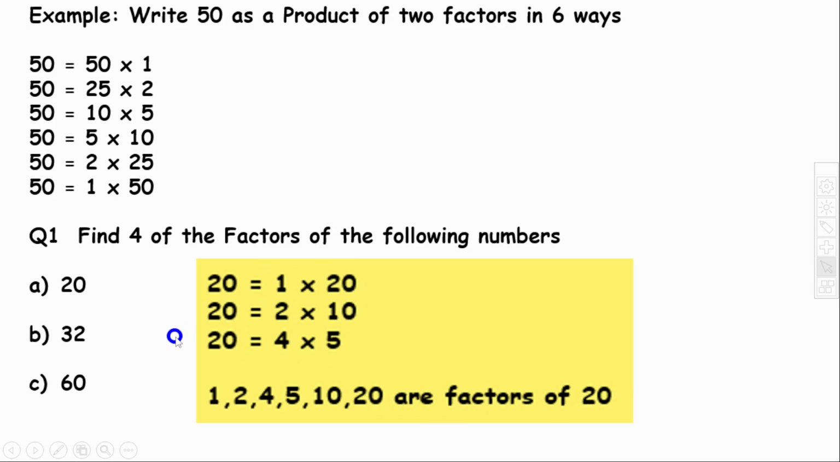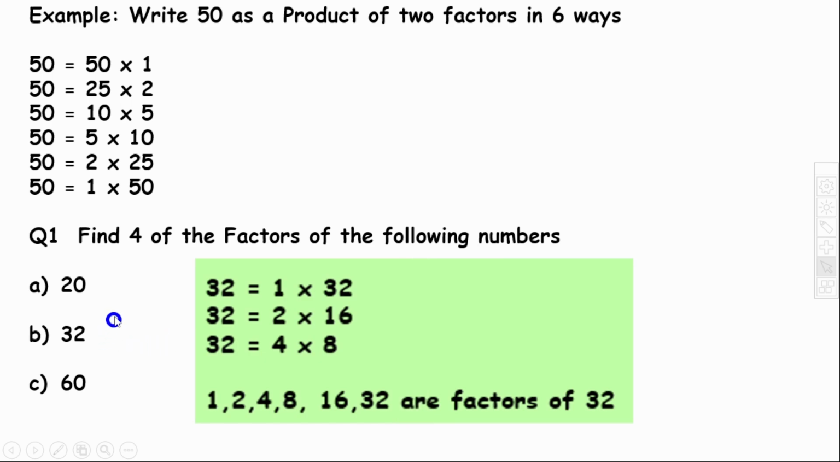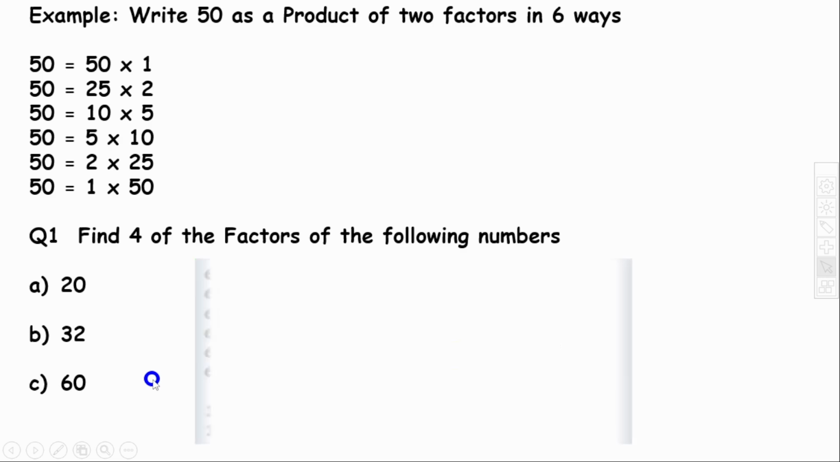Very simple. Now let's go to the next question. 32. To find the factors of 32, all you have to do is look for numbers that you multiply together to give you 32. So 1 times 32 gives us 32. 2 times 16 gives us 32. 4 times 8 gives us 32. Once you know your multiplication table, it will be easy for you to do. So 1, 2, 4, 8, 16, 32 are all factors of 32.